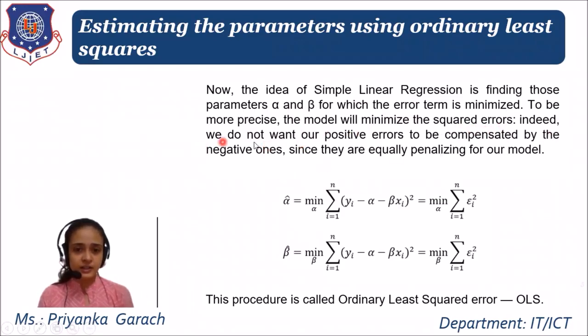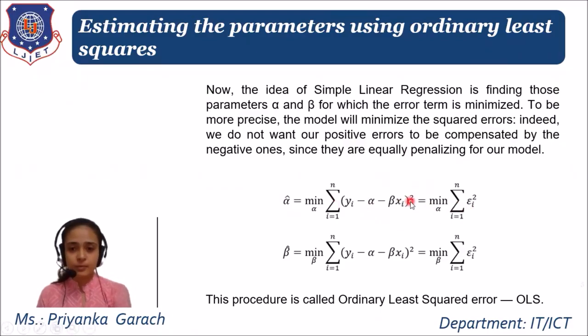This is the one: we do not want our positive errors to be compensated by the negative ones. It means if we do not do the square, then the positive error will get cancelled by the negative errors, the plus and minus. Since they are equally penalizing our model, equally disturbing our model, we can't neglect the positive and the negative errors. So we are doing the summation.